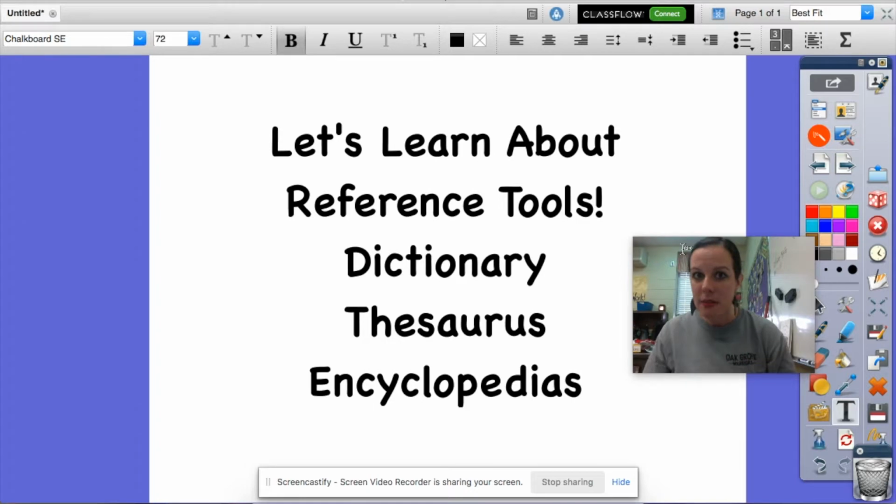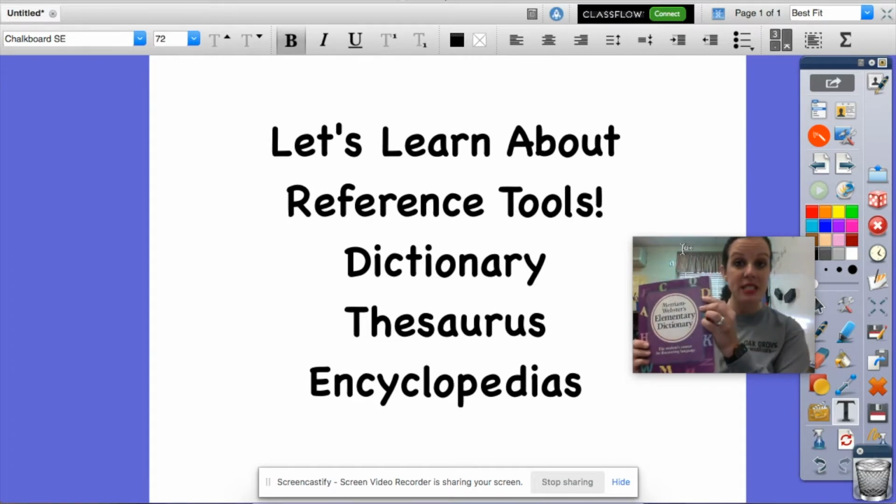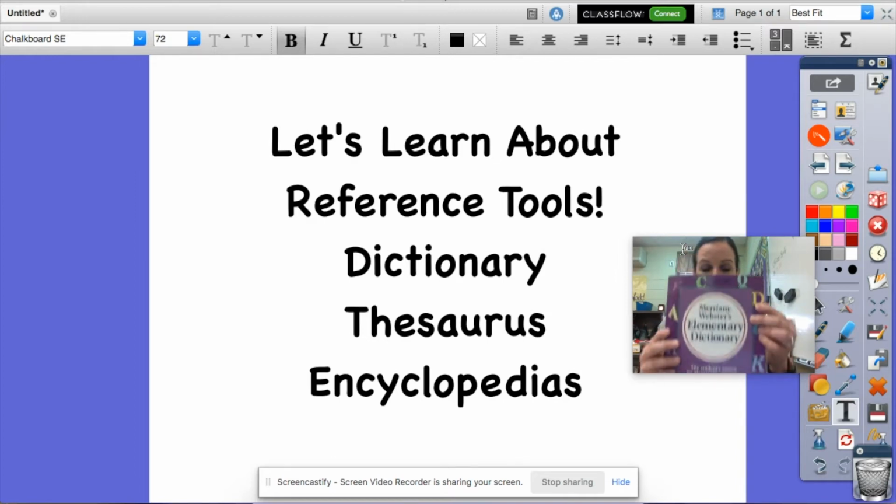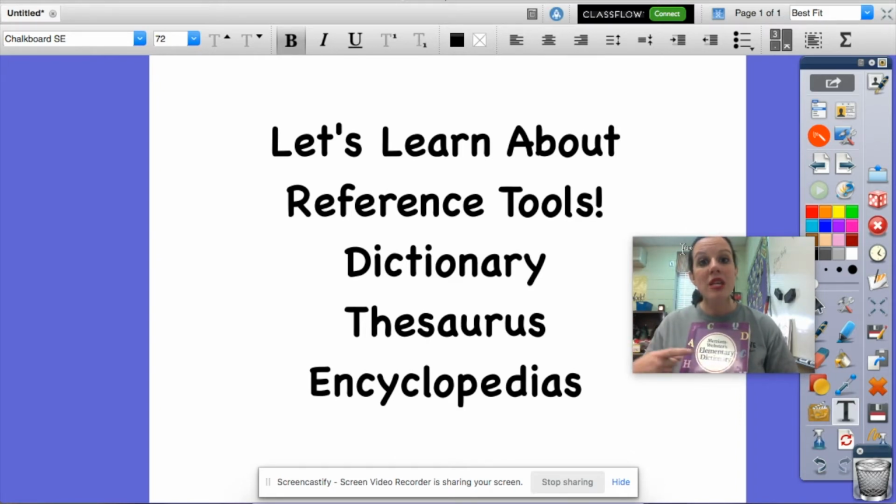A long time ago, we only had printed reference tools. So let's look at the dictionary. This is a printed dictionary, and your teacher might have one in the classroom. We actually don't use printed dictionaries very often anymore because we use the internet. We use a website, which I will show you. We're going to navigate it together. So we actually use that to help us instead.